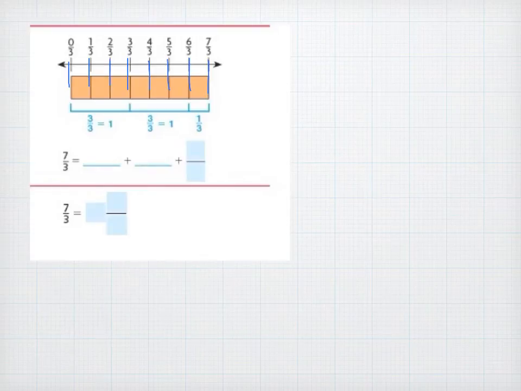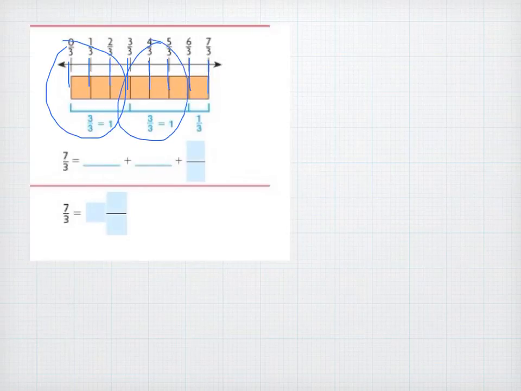Now that I've broken my 7/3 up and I've pointed out where my whole numbers are, I'm going to add what I've gotten together. So I found 1 whole, another whole, and 1/3. 1 plus 1 plus 1/3 is 2 and 1/3. Now that wasn't that hard.